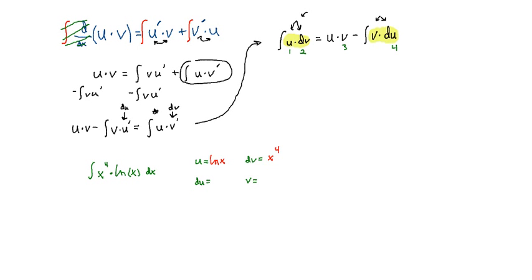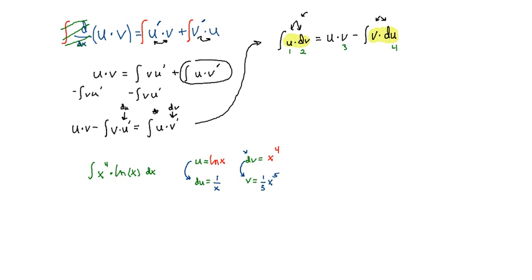Okay? The reason why I choose those two like that is because if I want to go from u to du, I have to take the derivative. Natural log of x is an easy derivative. It's 1 over x. Now on the other side, I have dv, and if I want to go from dv back to v, from the derivative back to the original, it's going backwards, I have to take the integral. The integral of x to the fourth is easy. It's 1/5 x to the fifth.